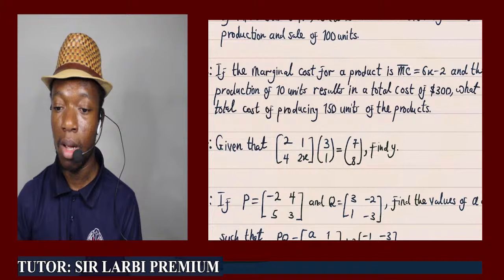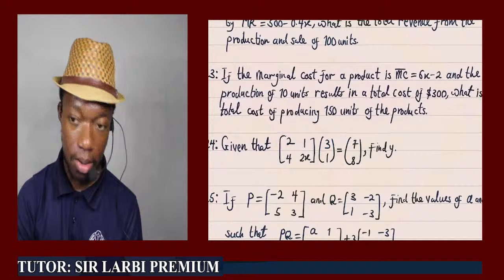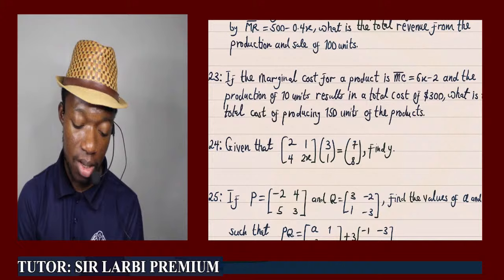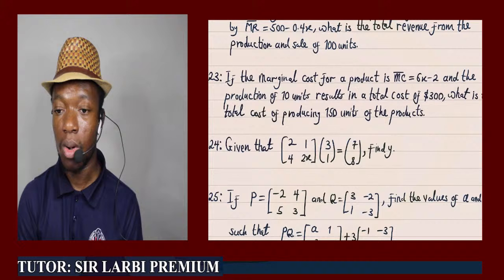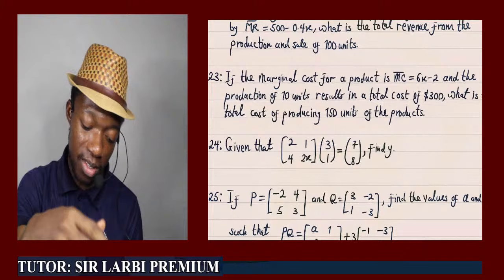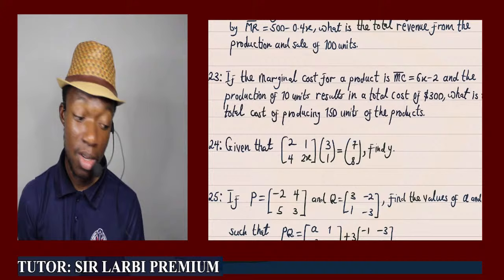Let's see what we have here coming. So it goes like, if the marginal cost for the product is 6x minus 2, and the production of 10 units results in a total cost of $300, what is the total cost of producing 150 units of production? So how do we go? The same thing. So we just have to follow the principle that we've shared generally there.